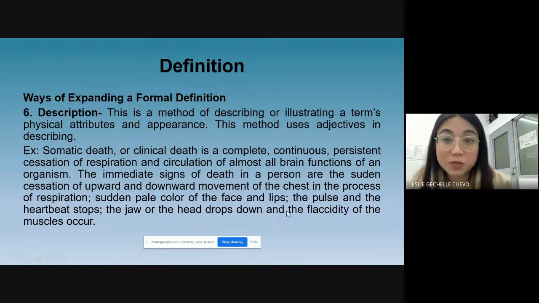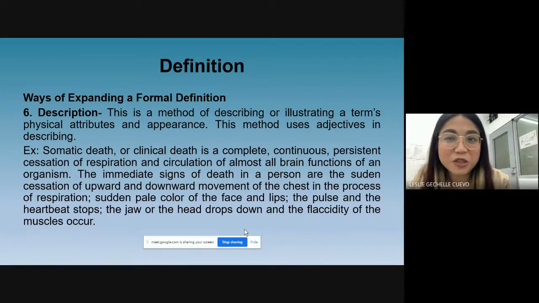Then we also have description. This is a method of describing or illustrating a term's physical attributes and appearance. This method uses adjectives in describing. Alam niyo naman siguro ang adjective, na pag-usapan na natin yan sa mga nakaraang lesson. For example, somatic death or clinical death is a complete, continuous, persistent cessation of respiration and circulation of almost all brain functions of an organism.